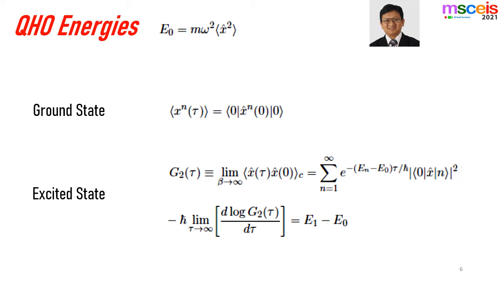Now this is the calculation of the energies in the framework of path integral. The ground state, we will obtain it from the two-point correlation function, and also this is the method to obtain E1, the energy of the first excitation value.